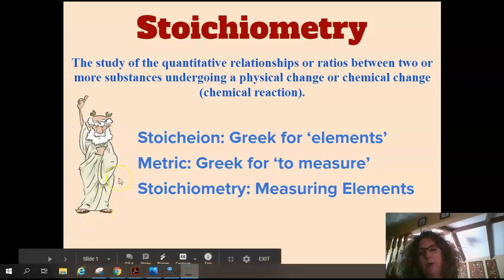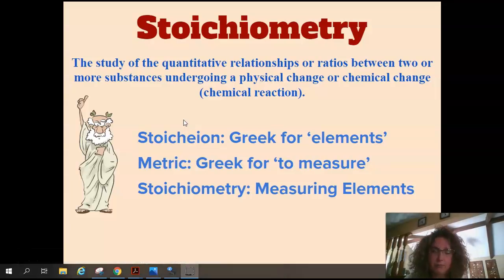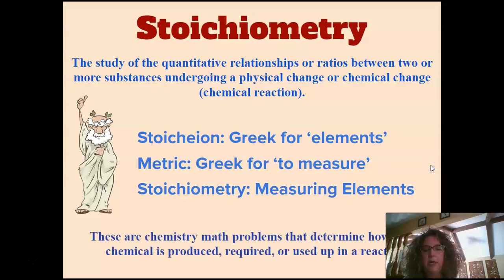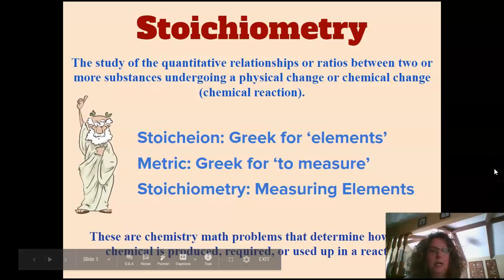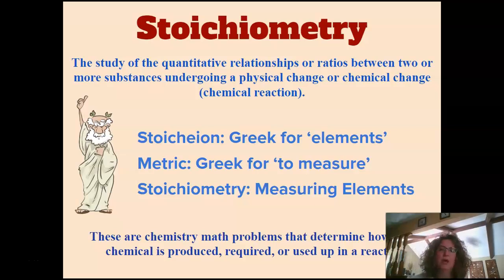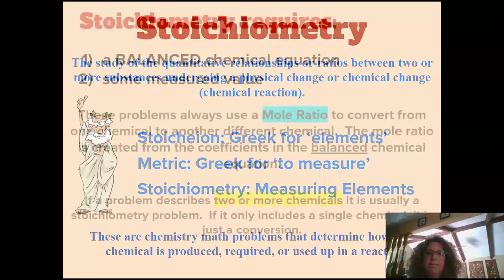Stoichiometry actually comes from Greek terminology, stoichion for the elements, and metric means to measure. So it's not much of a stretch to understand that we're going to measure elements. This is just going to be a series of math problems that we are able to calculate. These are chemistry math problems, and they're going to determine how much is produced or used up or is necessary in a chemical reaction. So let's go ahead and get started.